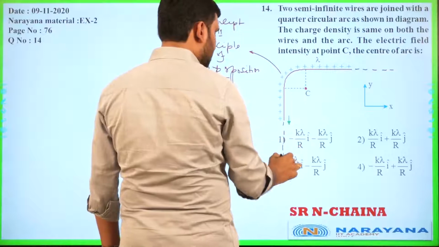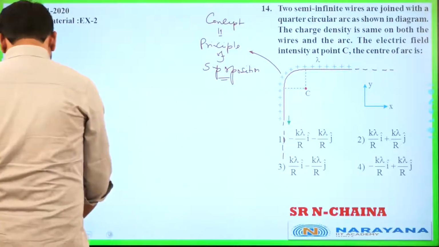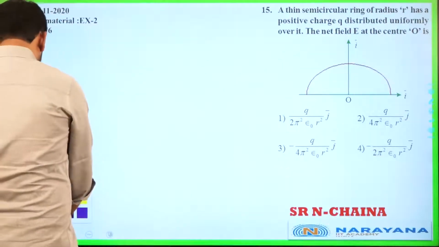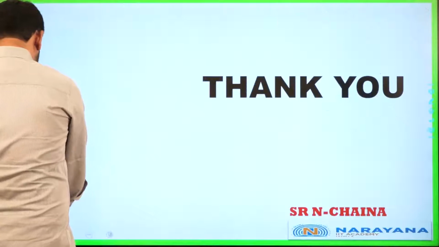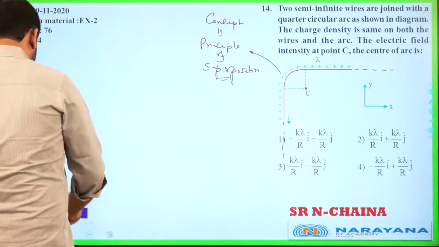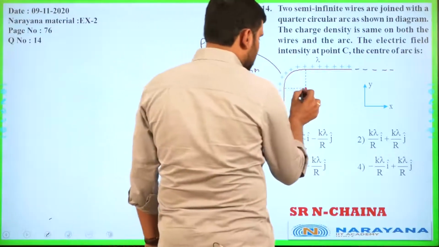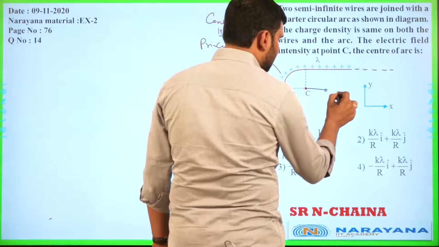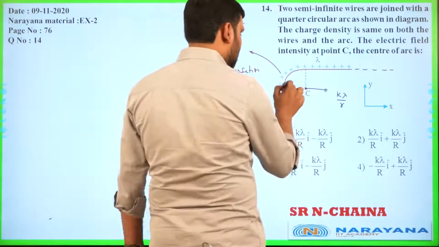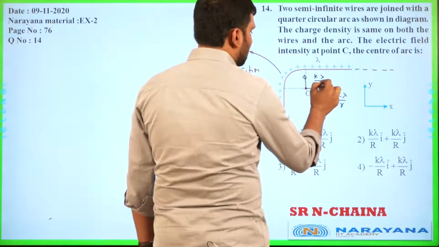This is also infinite. So now think about this portion. So think about this portion. For this is electric field. How much? K lambda by r. Here, due to this one, in this direction, this is k lambda by r.